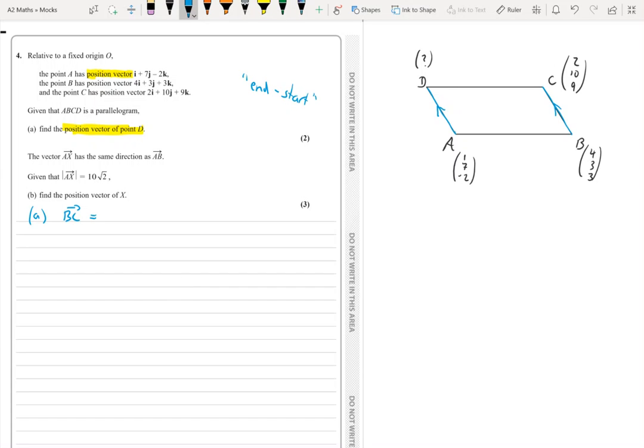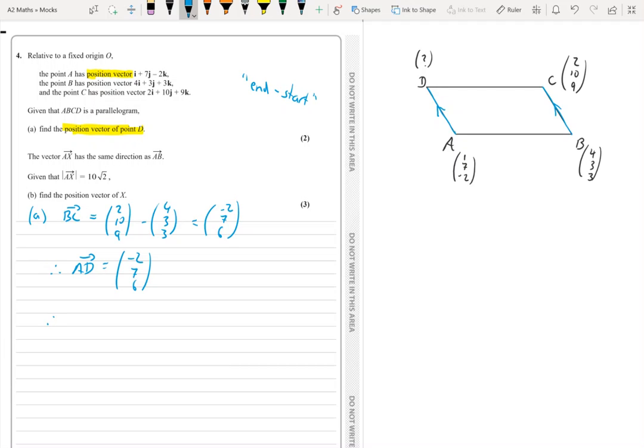So for BC, I need to take the end, which is C, 2, 10, 9, and subtract the start, which is B, 4, 3, 3. And when we do that subtraction, we get the journey from B to C is minus 2, 7, 6. Well, as we said, that journey from B to C is exactly the same as the journey from A to D. So the journey from A to D is also minus 2, 7, 6.